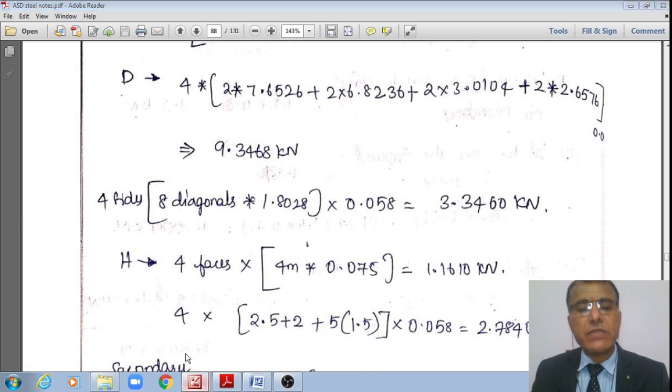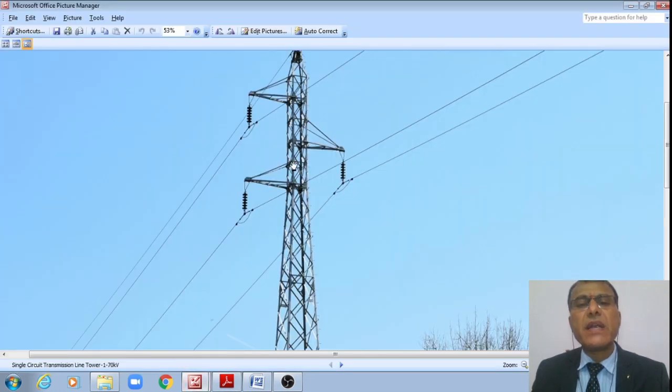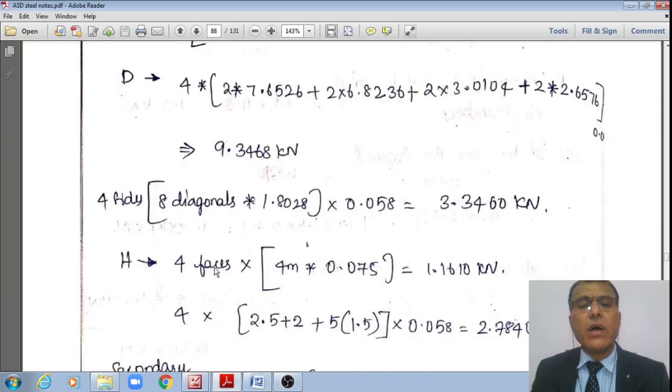This part, right? There are four diagonals in this straight vertical part, where I have all four faces with four diagonals. On the four faces, 8 diagonals, each of 1.8028, with the intensity of this load 0.058, it works out to 3.3468. Therefore, all the diagonals are lower.